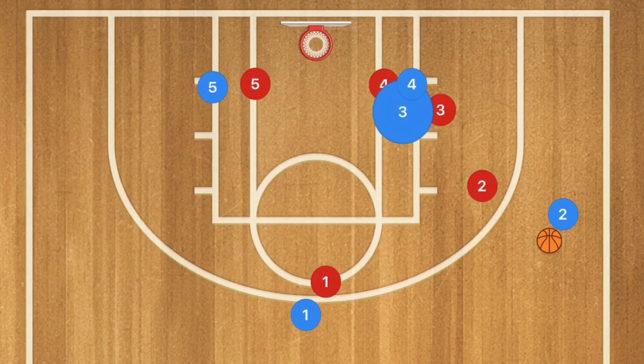Now what we will have is player 3 and 4 clearing out to this side, and now we have 3 players over here.